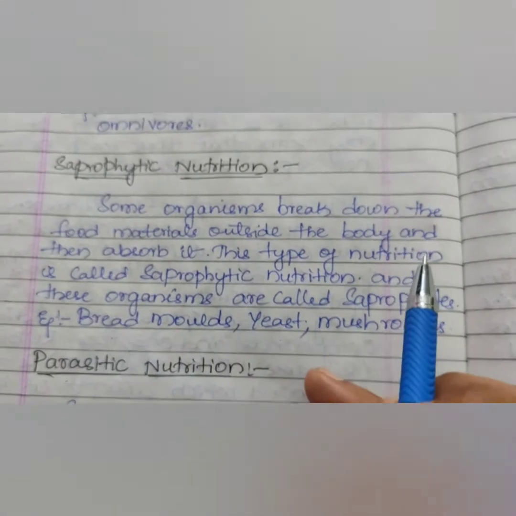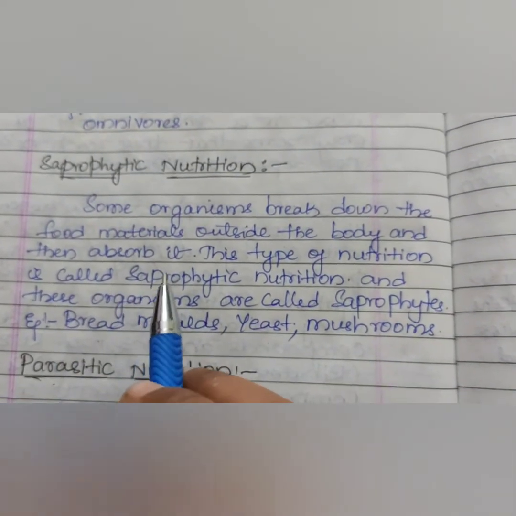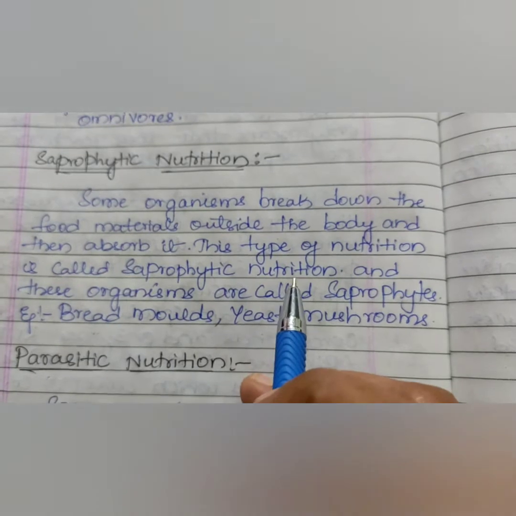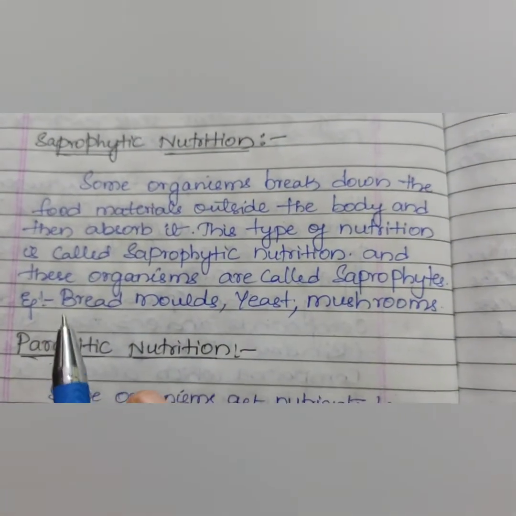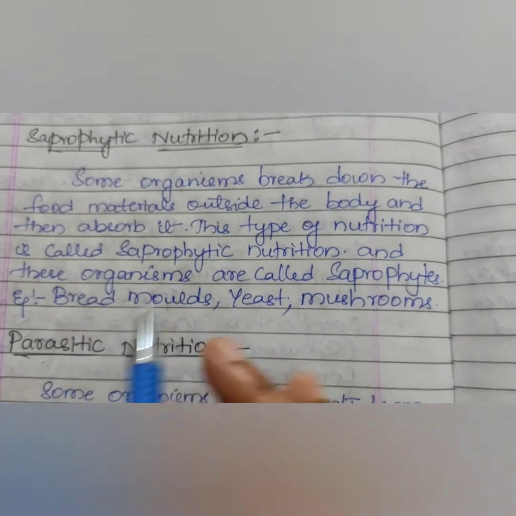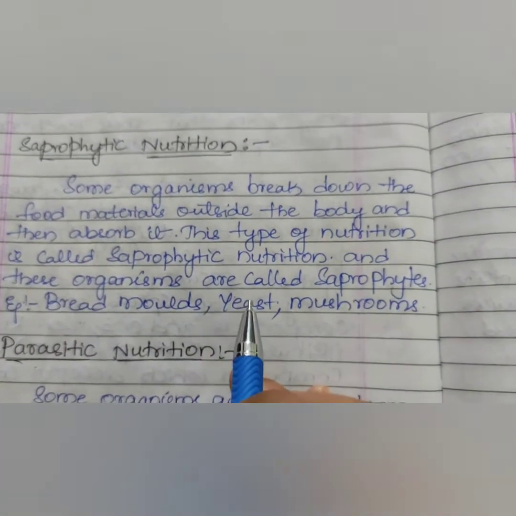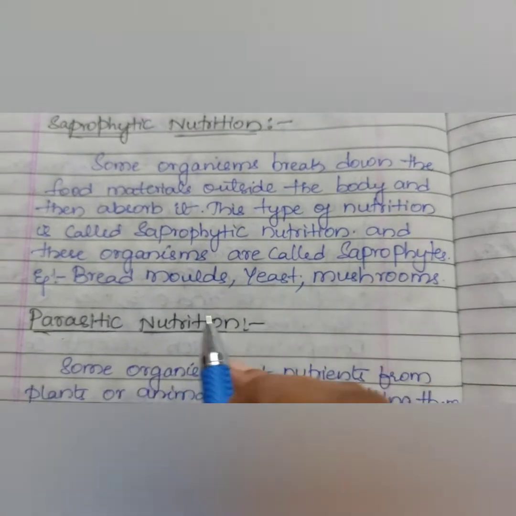This type of nutrition is called saprophytic nutrition, and these organisms are called saprophytes. Examples for this are bread molds, that is Rhizopus, and yeast, mushrooms, etc.